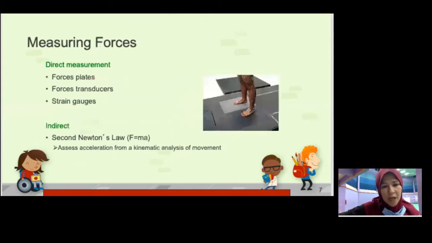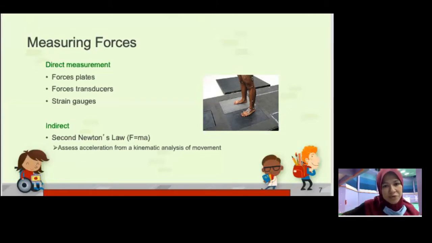Okay, seterusnya, how to measure forces? So the first one, we can use direct measurement. The direct measurement, we use force plate. Okay, kalau dekat kita punya lab, kita ada force plate yang kita duduk, kita berdiri dekat atas force plate tu, kita jump higher and then kita boleh kira how much the forces.